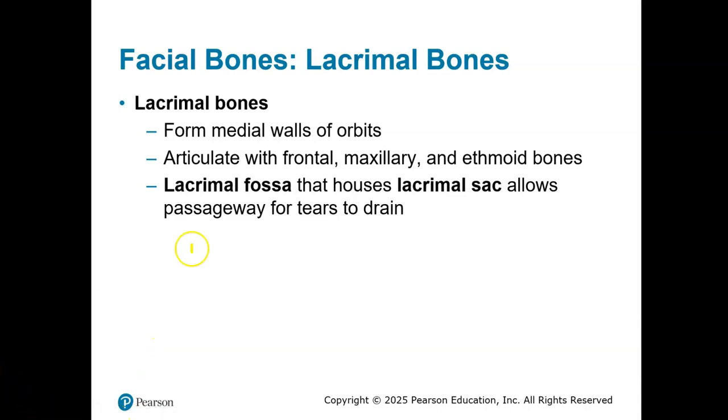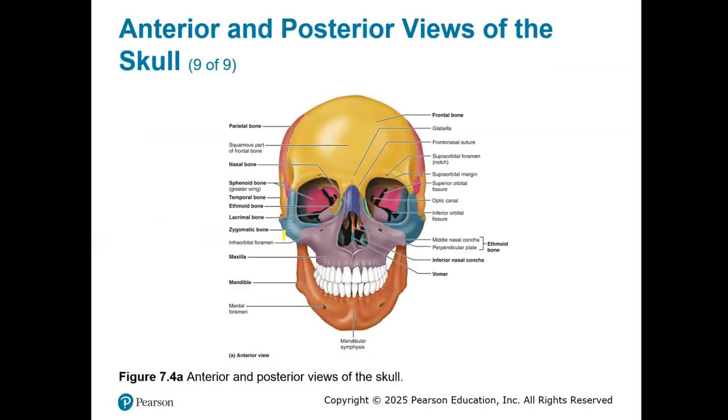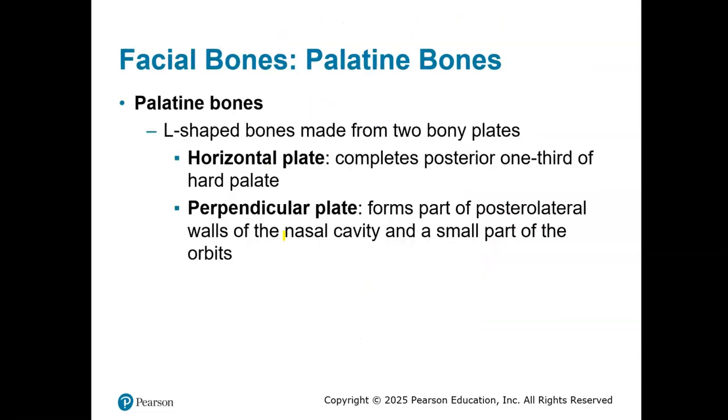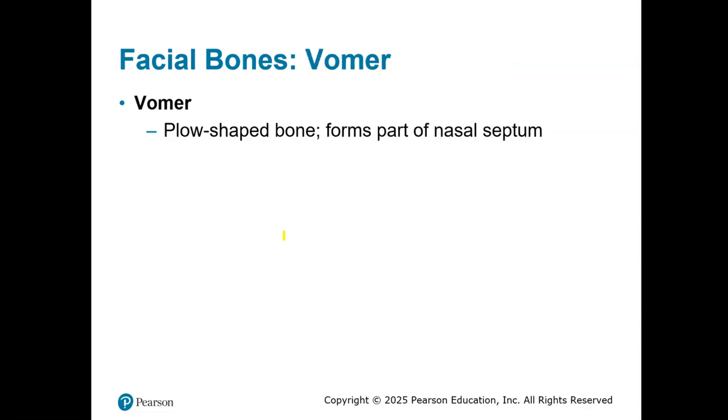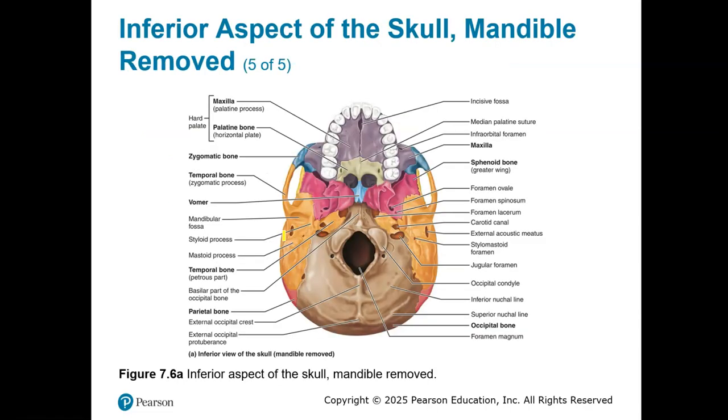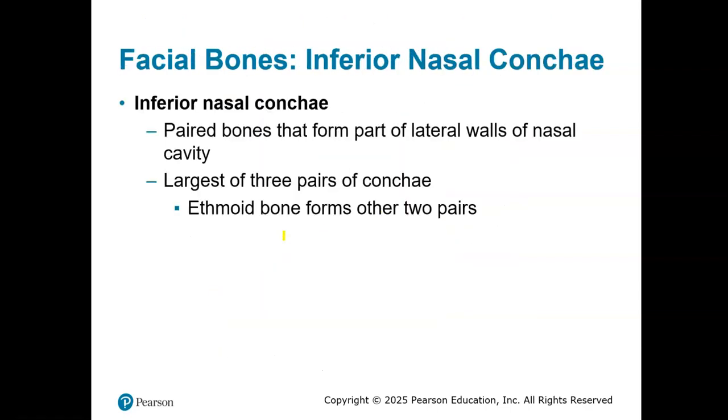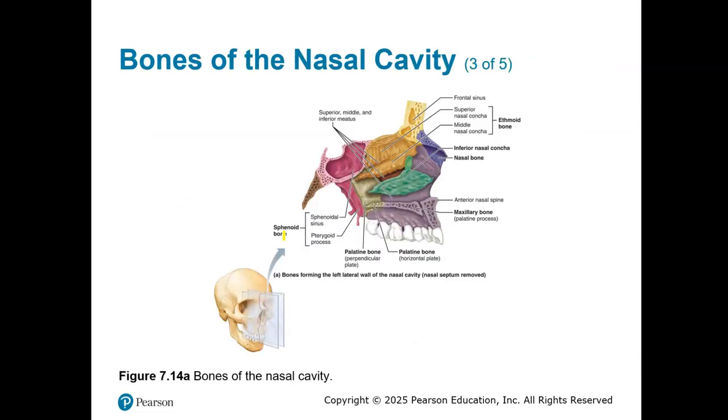The lacrimal bones do have a little structure that allows for the passageway for your tears to drain. And the palatine bones and the vomer, just make sure you can identify those. Okay, so the inferior nasal concha are bones that form one of the three pairs of concha. The ethmoid bone forms the other two pairs, the middle and the superior. And just remember that what they do is they cause the air to warm and humidify when you inhale.